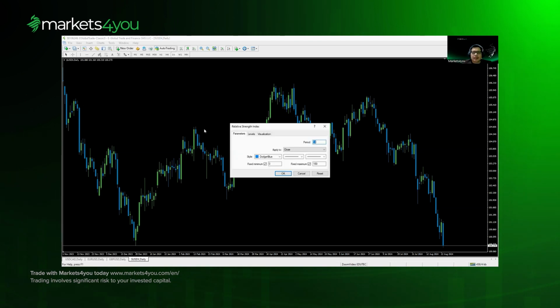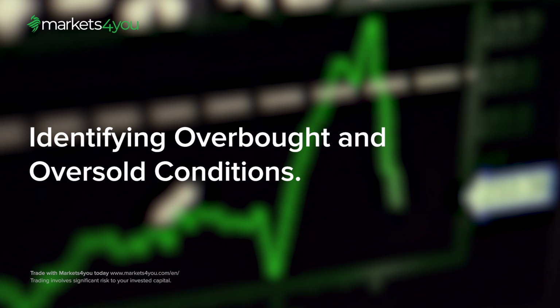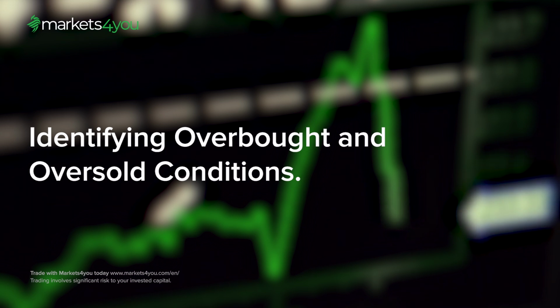For this example, we'll use the default 14 period RSI. Choose a color for easy visibility and apply the indicator to your chart. Now you can see below that we have the RSI. Now let's take a look at how to trade using the RSI.